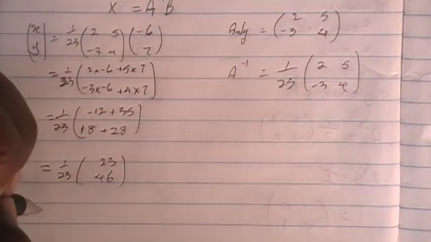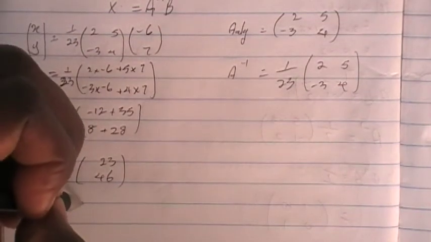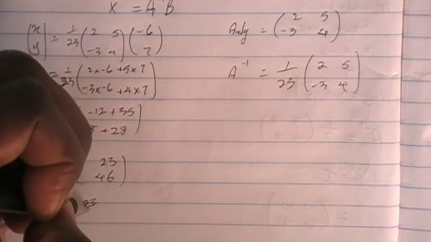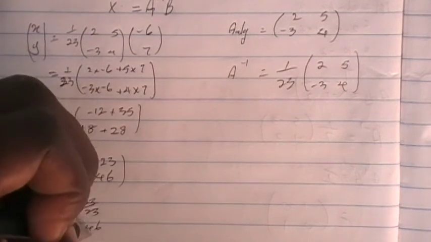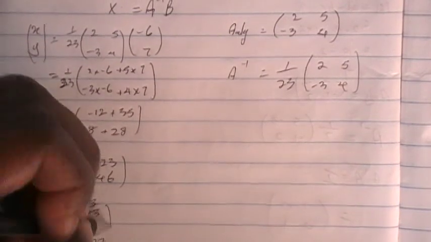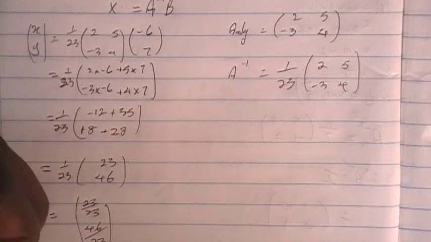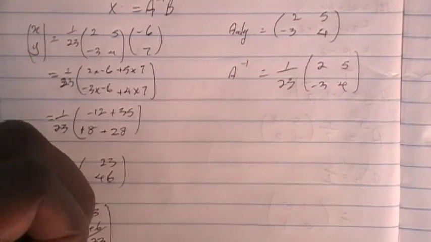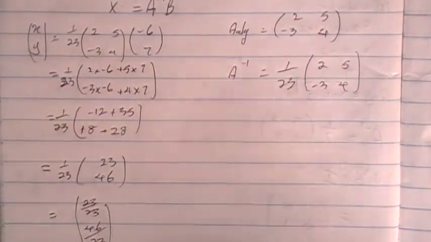And now you can bring in the scalar quantity. So this becomes 23 over 23 and 46 over 23. Well, we know this x and y now will equal 1 and 2. So that's the value of x and y, 1 and 2. And that's how you solve simultaneous equations using the matrix method. So next topic, vectors.